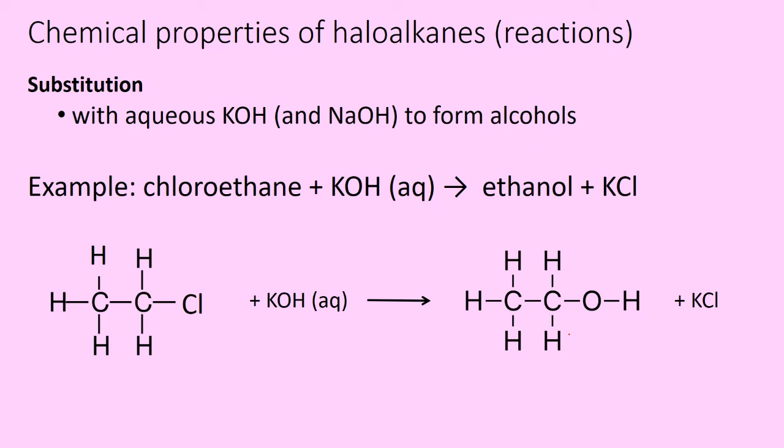Okay, so the first one is the substitution reaction. So this is aqueous potassium hydroxide. We've got our haloalkane here. We've got the chlorine atom, and that's going to get replaced with a hydroxyl group. Okay, and that makes ethanol. All right, so we've got ethanol as our first example of a chemical reaction that haloalkanes undergo.